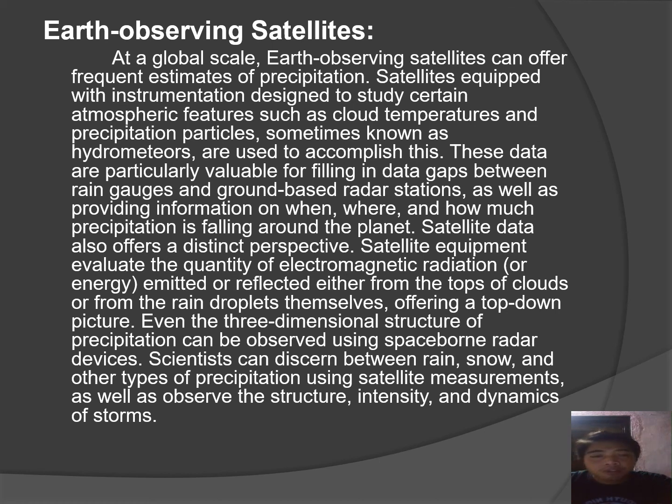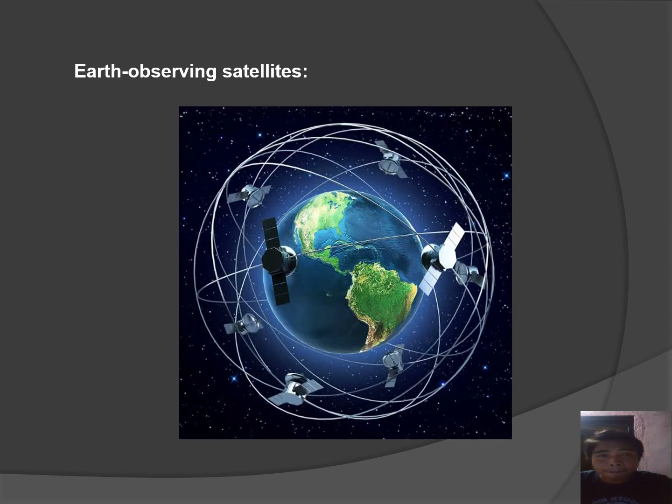Space-borne radar instruments can even observe the three-dimensional structure of precipitation. This data is extremely useful for filling data gaps between rain gauges and other ground-based radar systems. So it is very important.